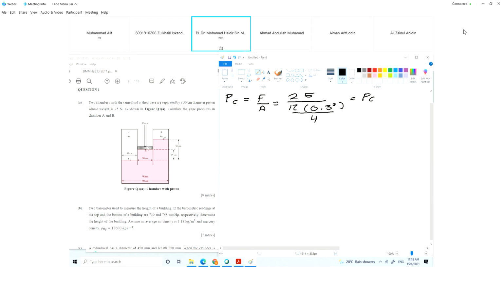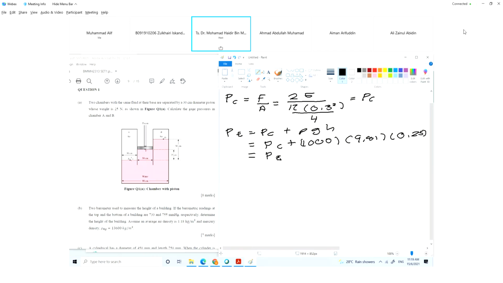Okay, and then to get PE, you know that the pressure varies with depth, and PE is below point C. So PE is equal to PC plus rho g h. So PC, whatever you got here, plus the density of the water is 1000, g is 9.81 and h is 0.25. Okay, so you got here PE. You need to calculate by yourself.